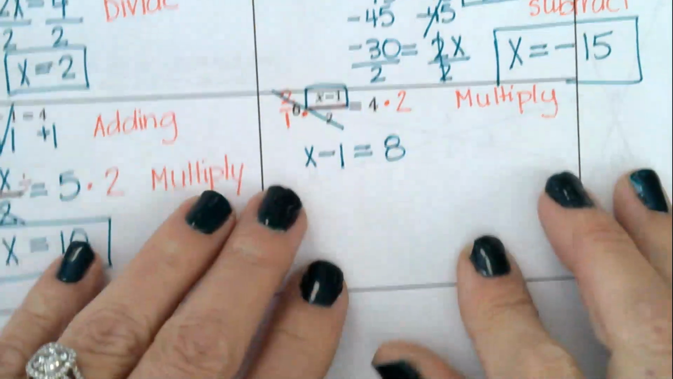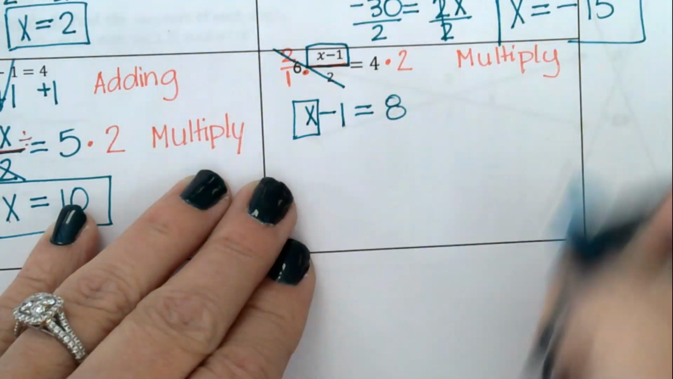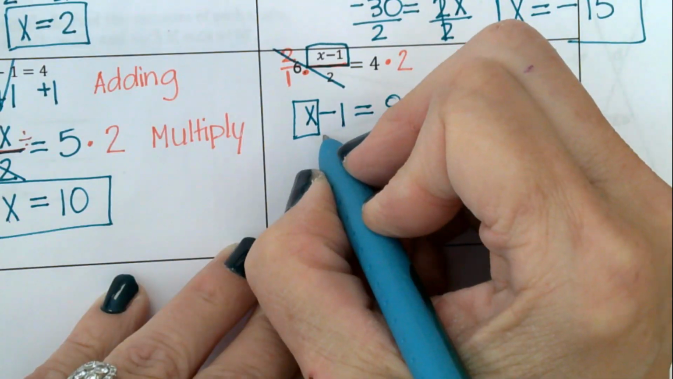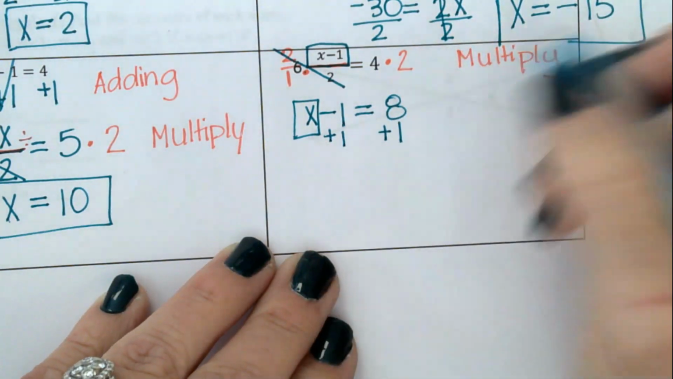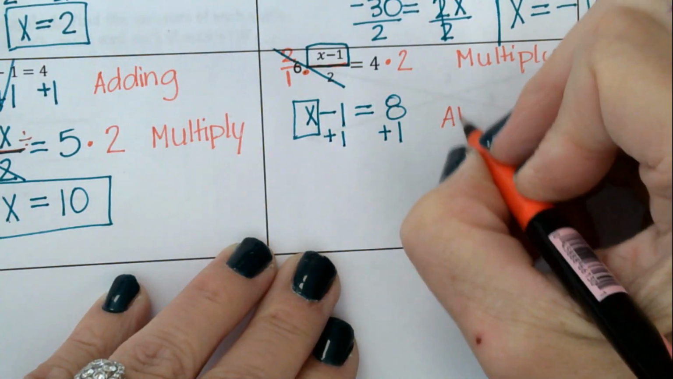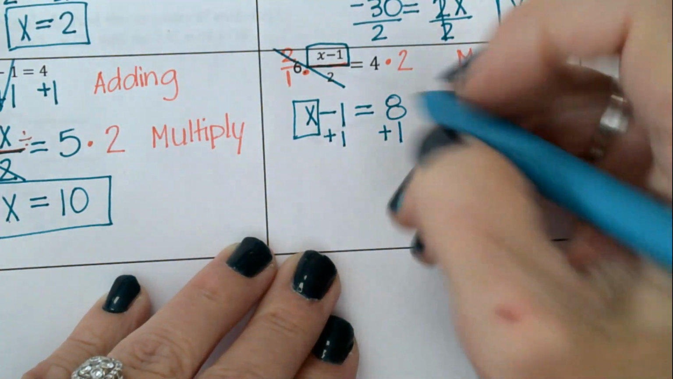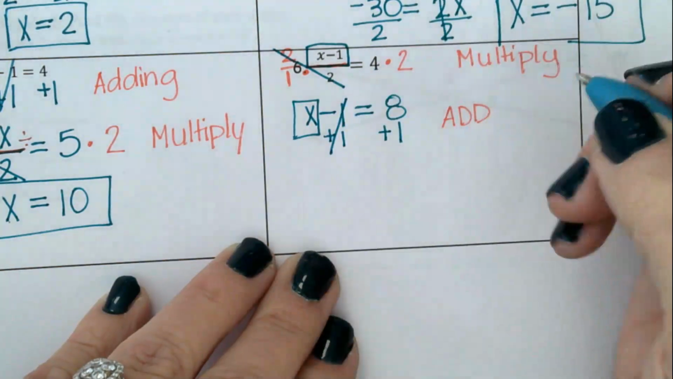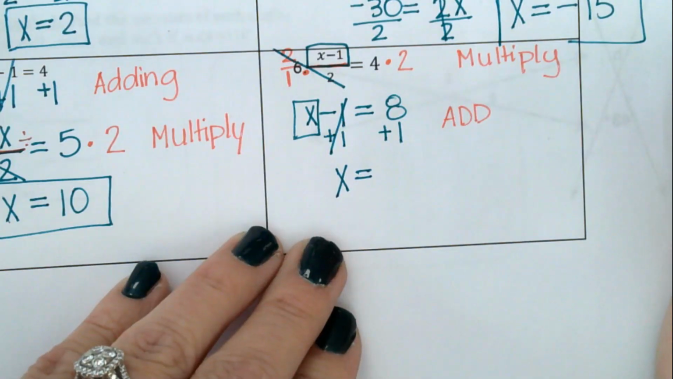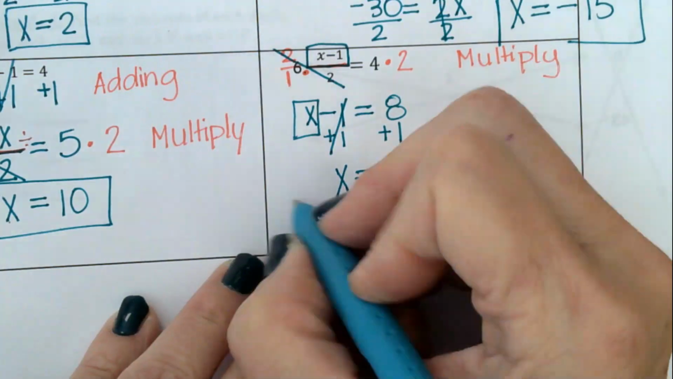8. Okay. Now this x, what's the opposite of negative 1? Okay, so we're going to write the word add out here to the side. -1 plus 1 is 0, so you are left with x on the left. That's it. And 8 plus 1 is 9.